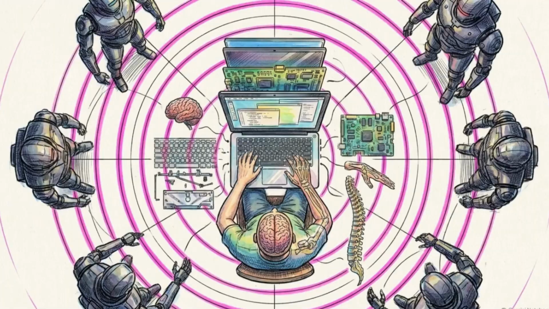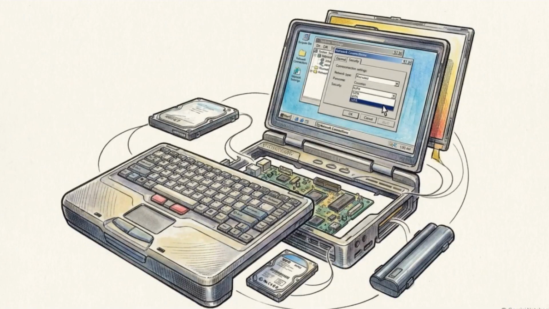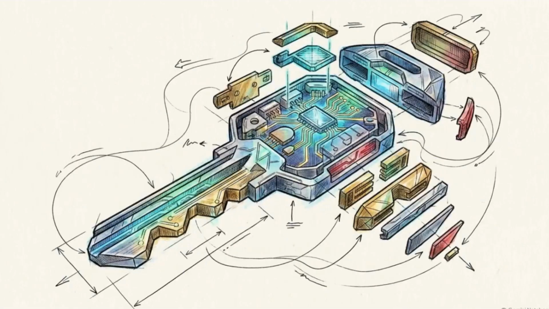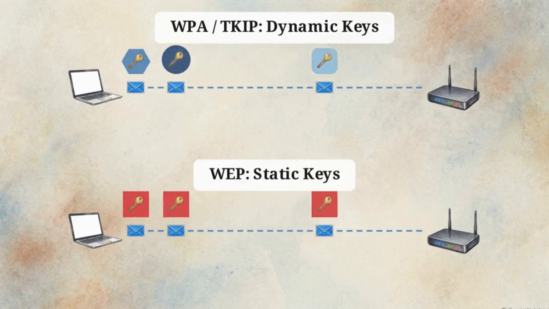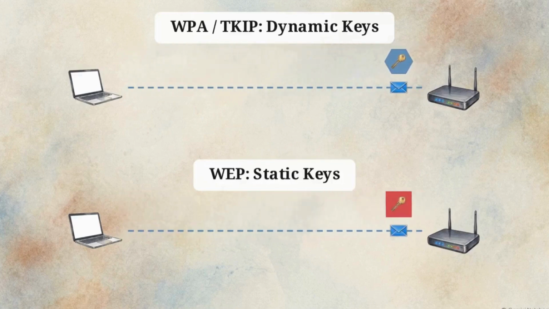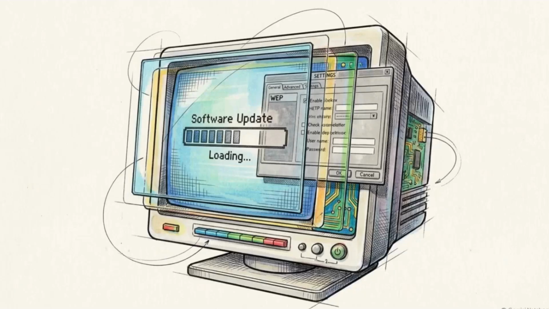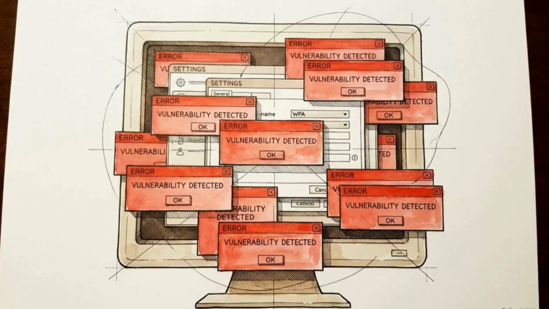In 2003, the Wi-Fi Alliance released WPA as an emergency replacement for the failing WEP standard. WPA improved security by using dynamic keys, which meant the encryption changed for every data packet sent, a major step up from WEP's static keys. However, WPA was designed as a temporary patch and remained compatible with the same hardware as WEP. Over time, it developed its own set of known vulnerabilities.